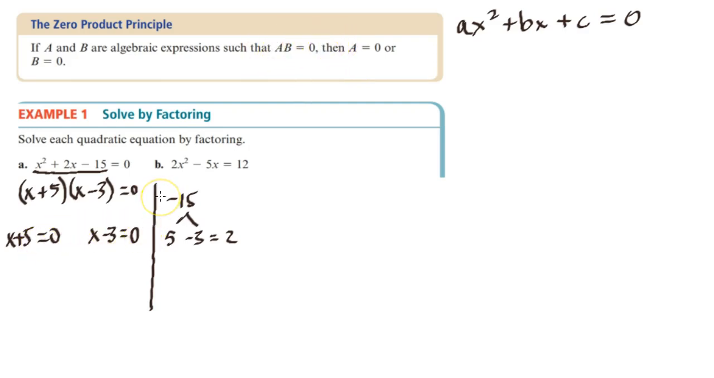Anyways, that's just explaining the zero product principle a little bit. So we have x plus 5 equals 0, and we can solve this equation, and we get x equals negative 5.